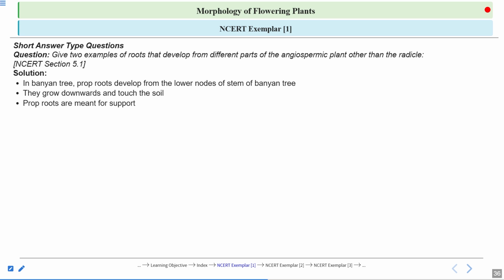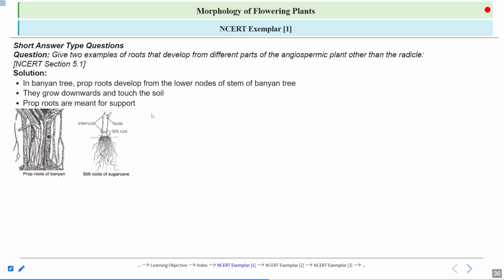Prop roots are meant for support. So what are they doing? They are providing support to the big branches of the banyan tree. Here you can see prop roots. These are the roots that are coming from this branch, and it is providing support to this particular branch. It has nothing to do with the main trunk, right?